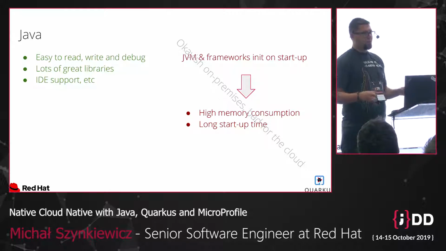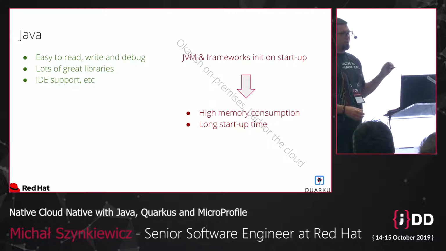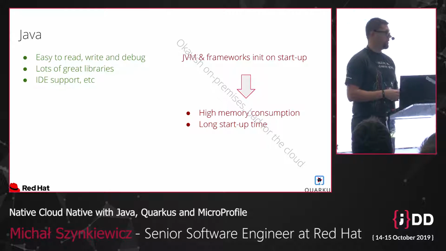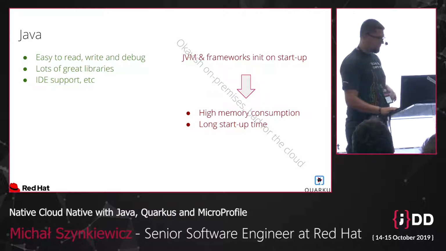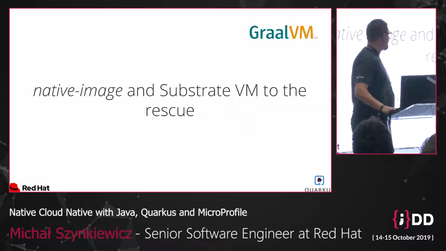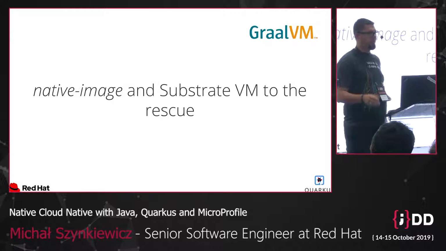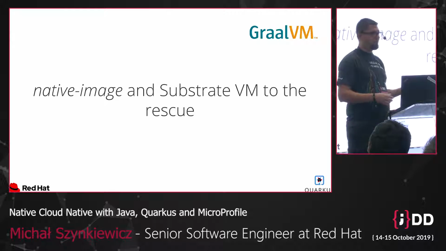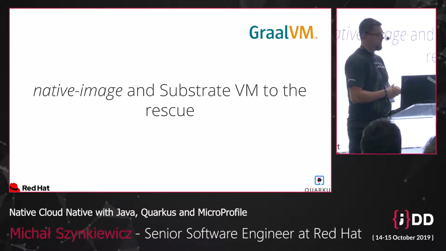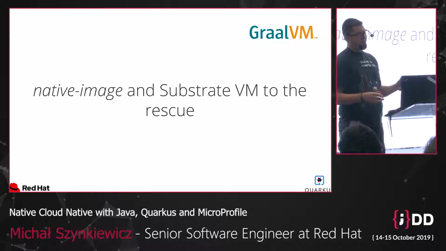This is okay-ish if you have your own server and you can just buy RAM for it. But if you move your application to the cloud, this starts to be costly. So this is the problem we're trying to solve here. And we do it with GraalVM. GraalVM is a new Java VM from Oracle. And among other great features like Truffle, for example, it also has native image and SubstrateVM that allow efficient ahead-of-time compilation of Java applications to native binaries.